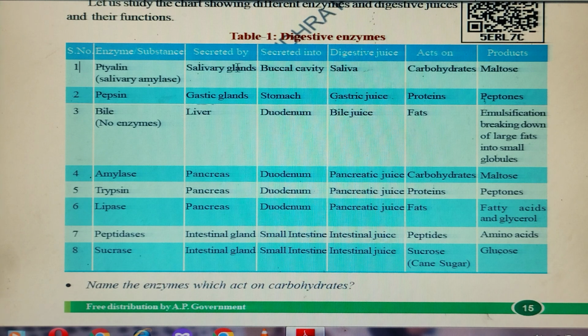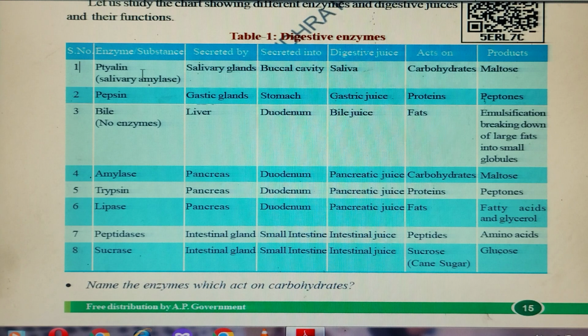For example, if we consider salivary glands, which enzyme do they release? Ptyalin. So that ptyalin or enzyme contains salivary amylase. Sometimes they will ask this salivary amylase secreted by salivary glands acts on carbohydrates, and that carbohydrates are converted into maltose.